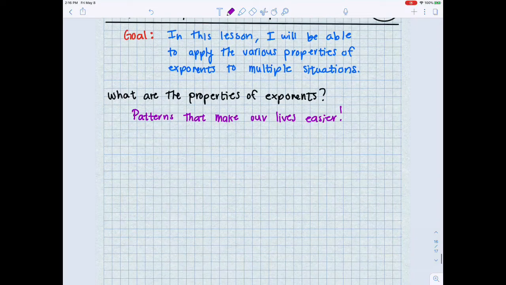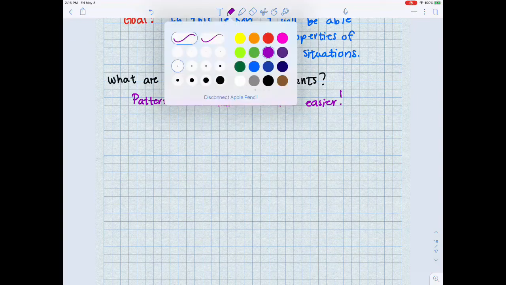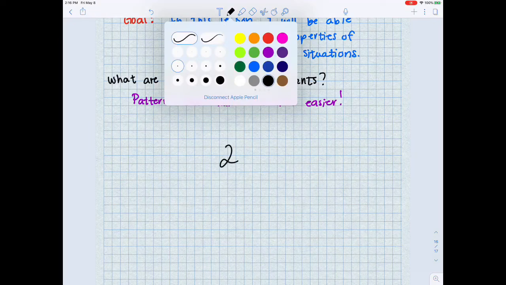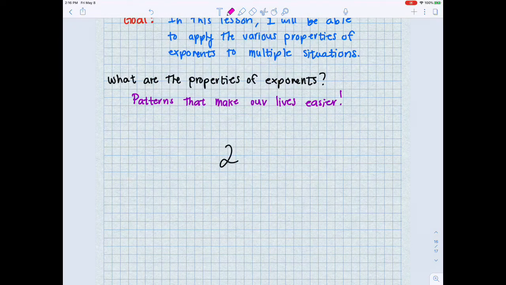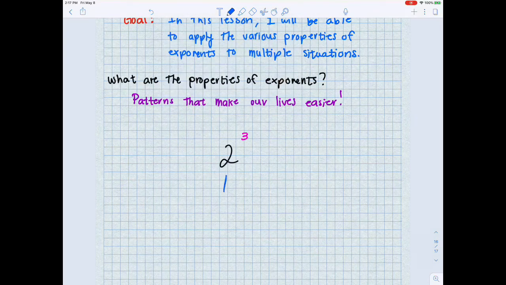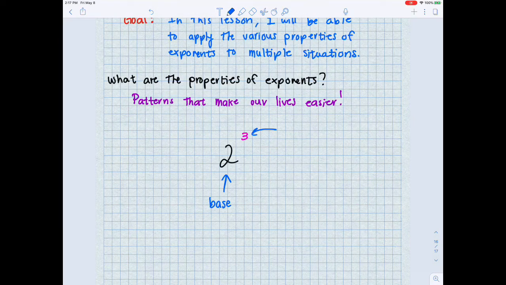All right, so before we get into the properties, I want to quickly go over the basic elements of exponents, okay? So we have a number, and we usually raise it to another number. This lower number is what we call our base. And then, of course, you guys know this little floating number here, this is what we call our exponent.